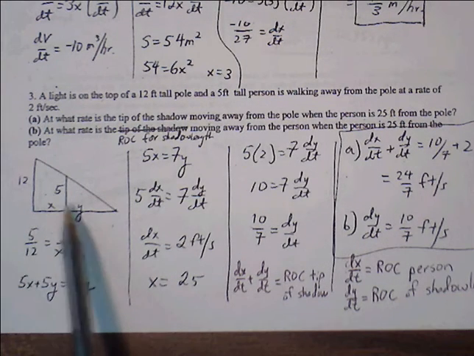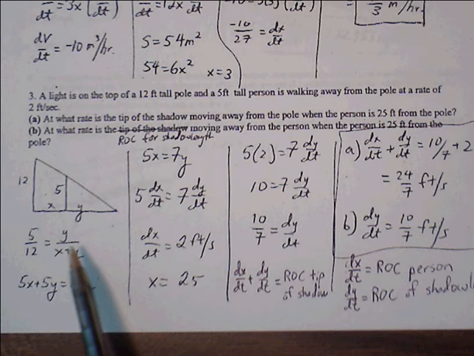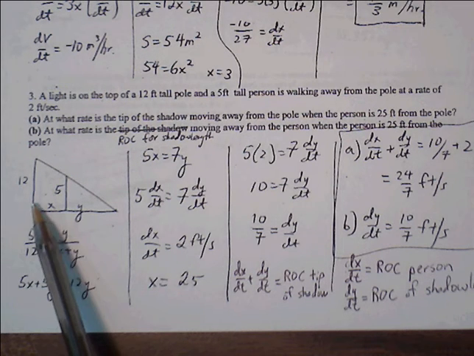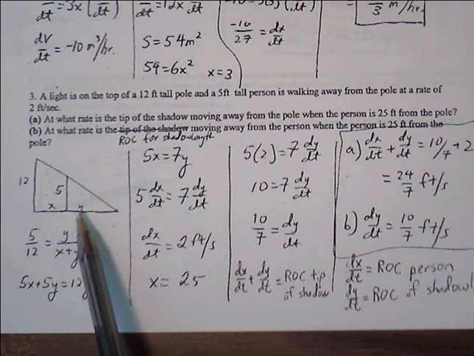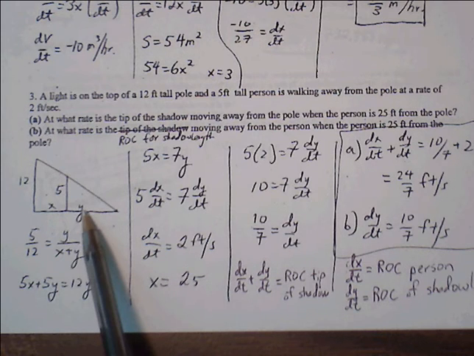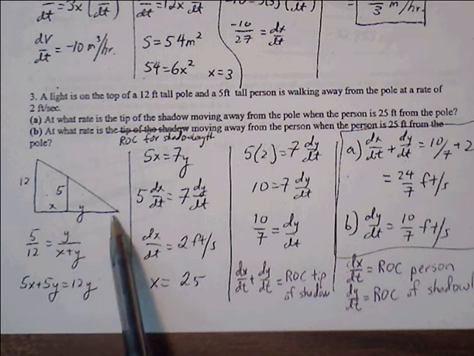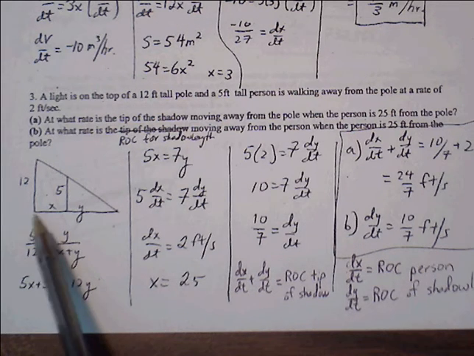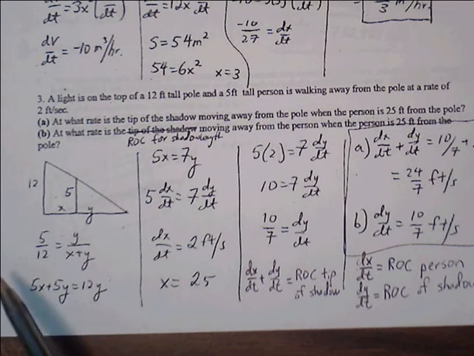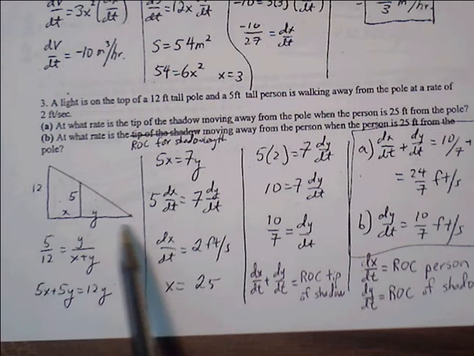All right, so now we can set up proportions here using similar triangles. So small height is to big height, so 5/12 is equal to the base of the small triangle is to the base of the large triangle. So the base of the small triangle is going to be y divided by the base of the large triangle, which is x plus y.